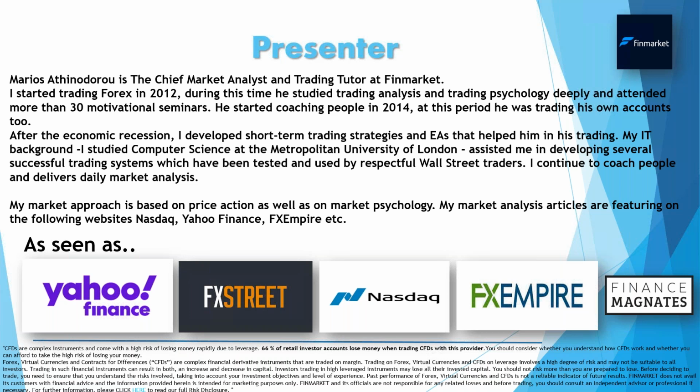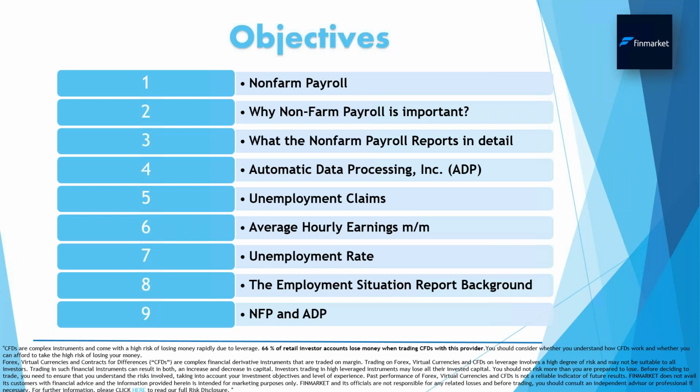For today, we're going to go through the non-farm payroll, the most important report that comes out every first Friday of the month in the US. The objectives for the day are: what is non-farm payroll, why it is important, what the reports are, data processing, ADP, unemployment claims, average hourly earnings, unemployment rates, the employment situation report background, NFP and ADP all together.